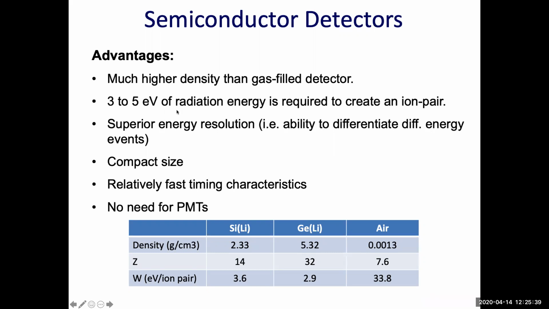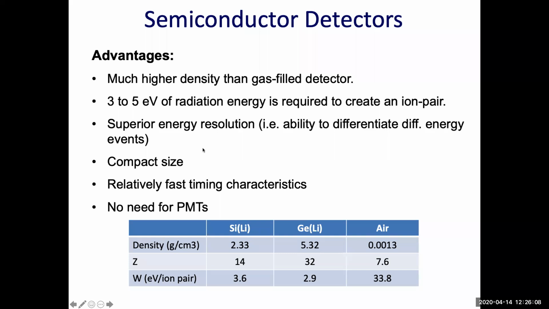Only 3 to 5 electron volts of radiation energy is required to create an ion pair. By comparison, for gases or air you need approximately 34 electron volts to produce one ion pair. In semiconductors, you need only 3 to 5 electron volts to produce an ion pair, so it's very efficient. They have superior energy resolution, the ability to differentiate between energies, so we can identify the isotope by using the semiconductor detector.